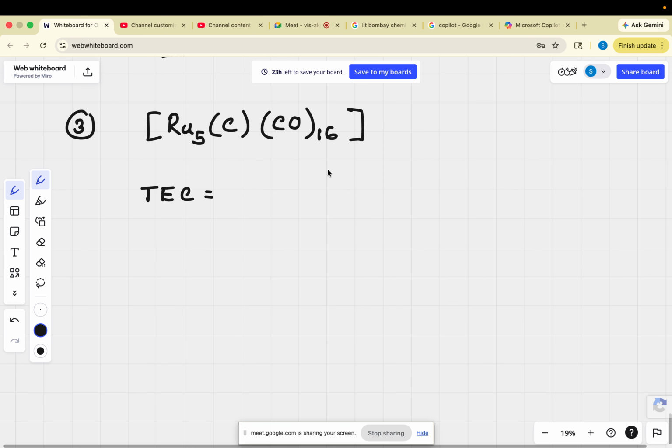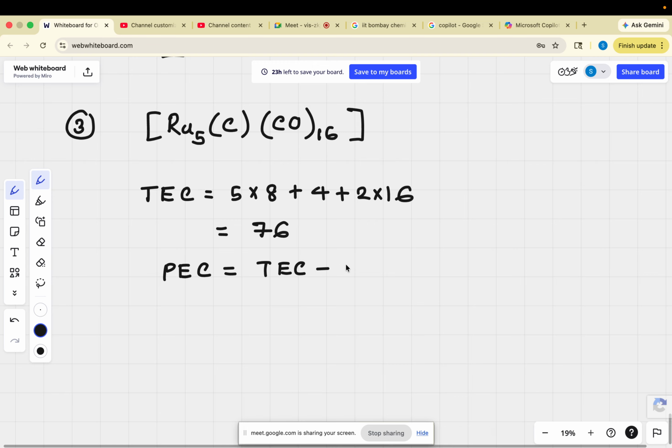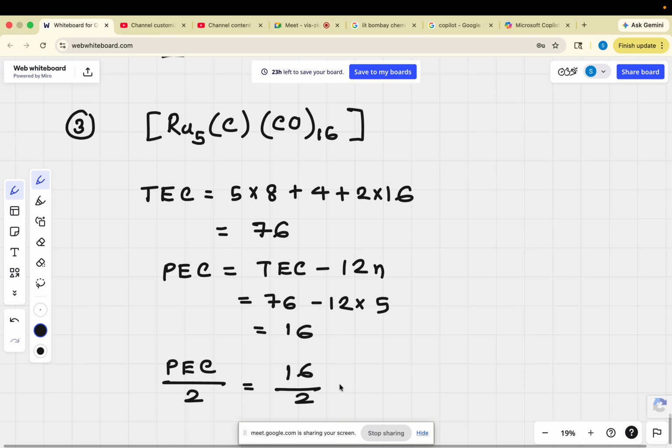Yeah, arachno, right? So for ruthenium it will be again 5 into 8, carbon is your 4 and carbonyl 16. So here you are getting 40 plus 4, 44 plus 32, so it will be your 76. Next you have polyhedral electron count, so it will be TEC minus 12N. So 76 minus 12 into 5, so it will be 16. And third step is what? Third step is your PEC divided by 2, so it will be what? 16 by 2 is equal to what?